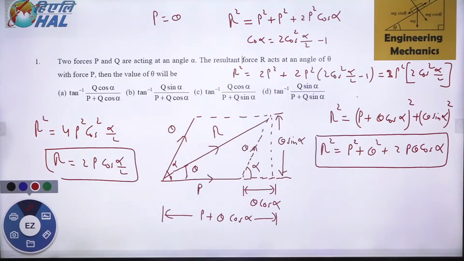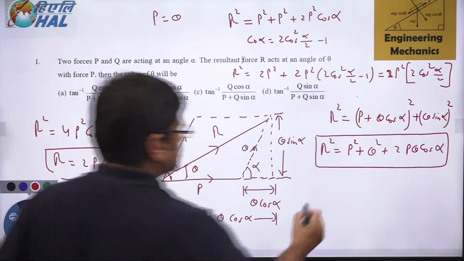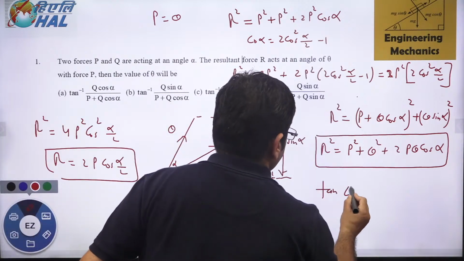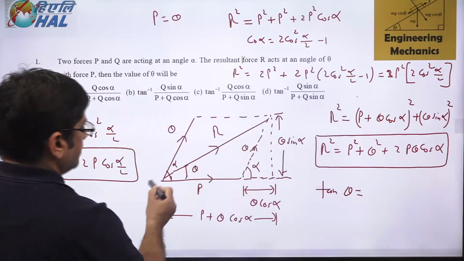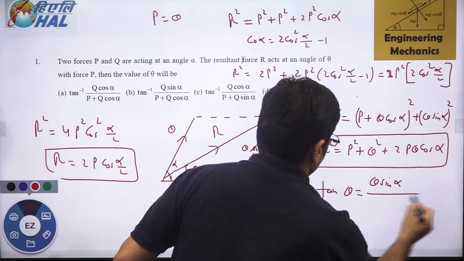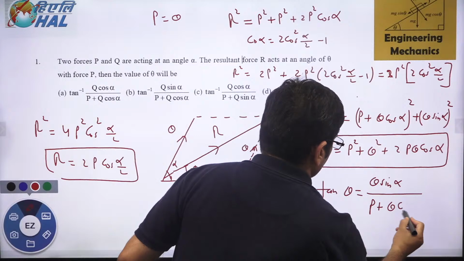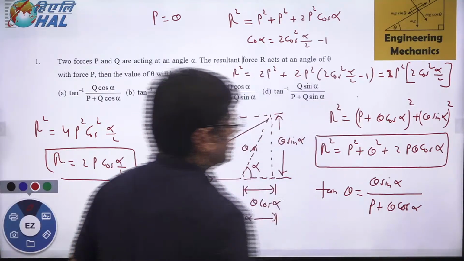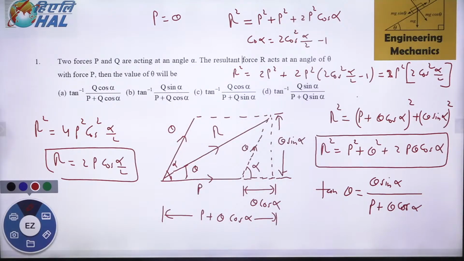Now if p is equal to q, then resultant will become 2p cos alpha by 2. These two formulas are very, very important. But the question he has asked you is to find out this theta. Now can you tell me what is tangent theta? Go to this diagram: tangent theta is equal to q sine alpha, which is the perpendicular, over p plus q cos alpha.